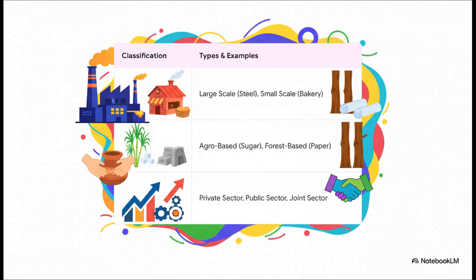So, first you can sort them by size. You've got your massive large-scale steel plants on one end, all the way down to a small local bakery, or even a cottage industry like pottery made right at home. Then you can group them by the raw materials they use, so agro-based for things like sugar or mineral-based for cement. And finally, you can look at who owns them. Is it a private company? Is it run by the government? Or is it some kind of joint partnership?